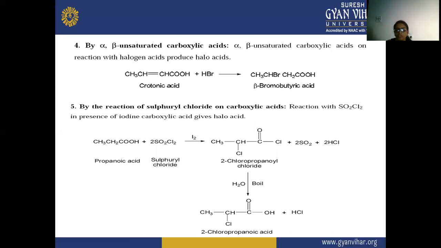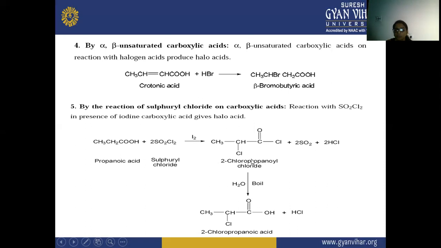Next is by the reaction of sulfuryl chloride on carboxylic acid. So here the reaction with SO2Cl2 in presence of iodine, carboxylic acid gives halo acid. So in this you can see that this propanoic acid is reacting with this sulfuryl chloride in the presence of iodine, and there is a substitution of chlorine on the two position, from here on this position and on this position. So here its name is 2-chloropropanoyl chloride, and SO2, sulfur dioxide, is formed here and HCl is formed here.